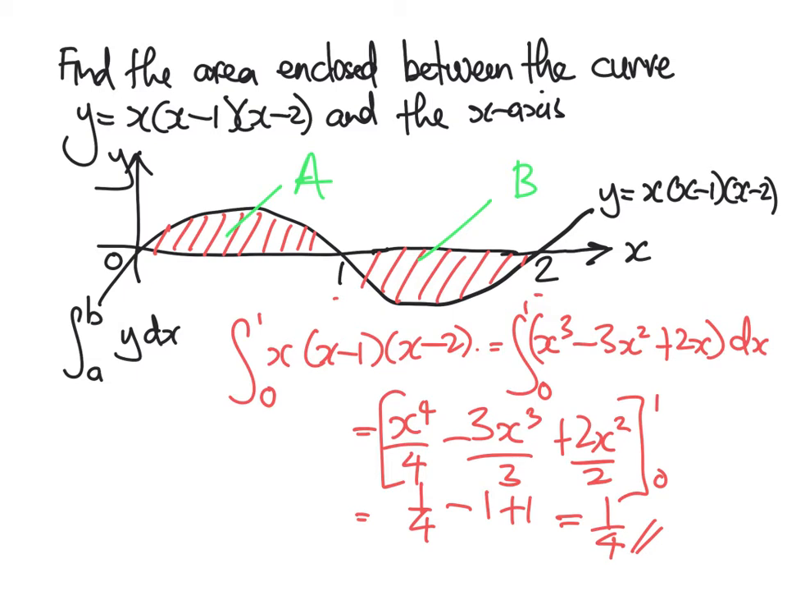So what does negative mean? Basically, negative means it's in the region below the x-axis. Whenever you get an area below the x-axis, it's normally negative. So negative just indicates that it is below the x-axis, not above the x-axis. So now part B. Let's find what is the area for part B.